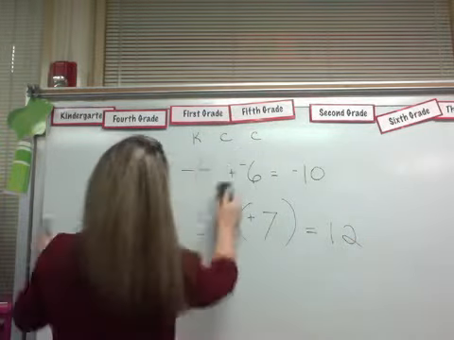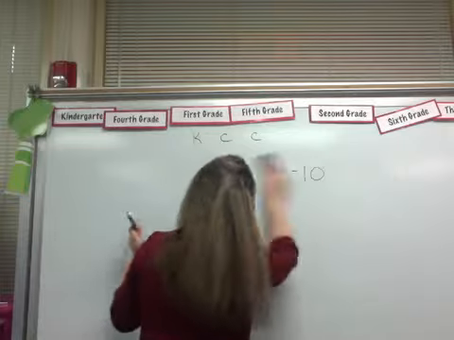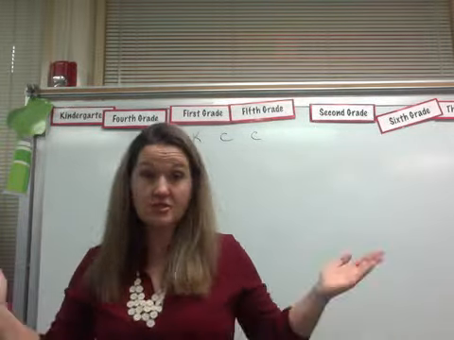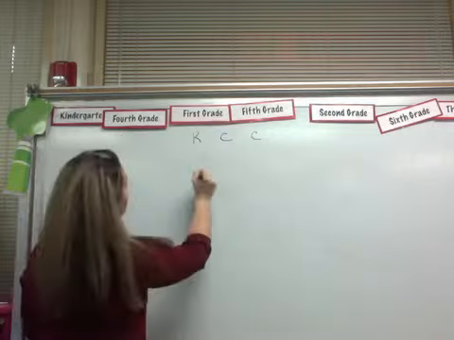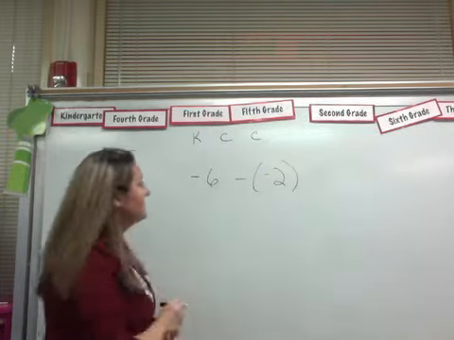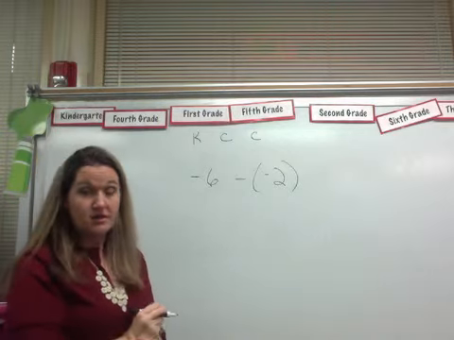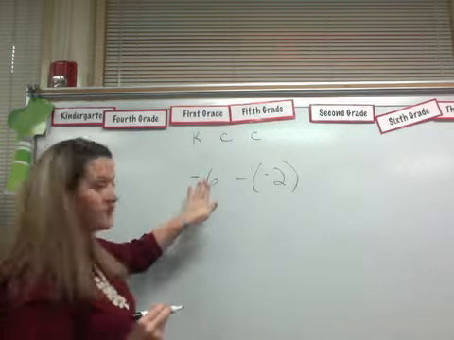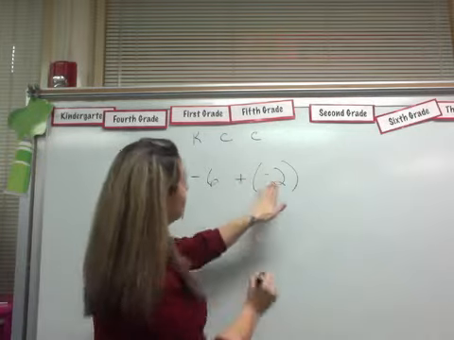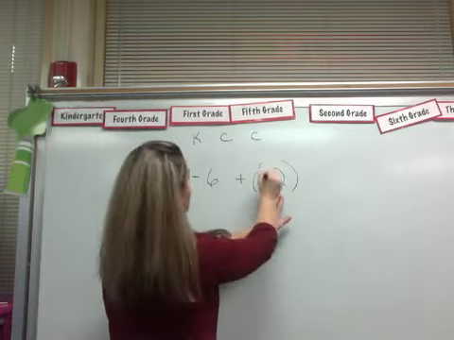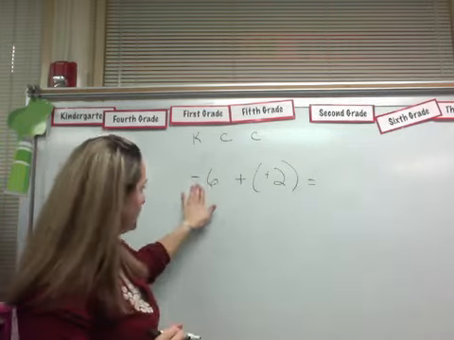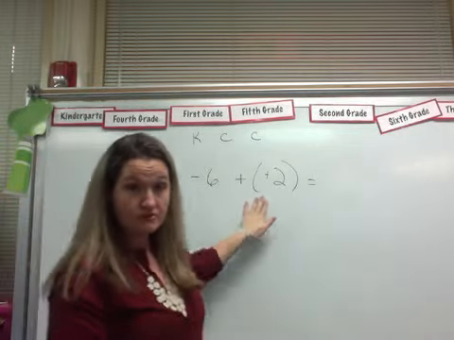Let's practice this some more. Once you get this strategy down, subtracting positive and negative integers becomes very easy because it's just like adding. Let's do negative 6 minus a negative 2. Let's do the keep, change, change. Negative 6, keep it. Minus, change it. Negative 2, change it. Now my problem becomes negative 6 plus 2.